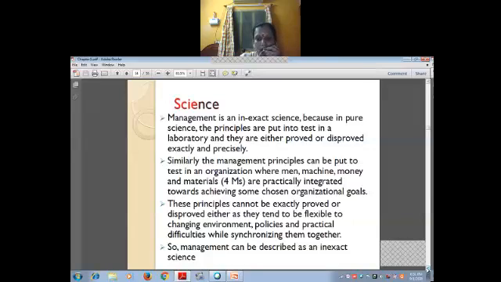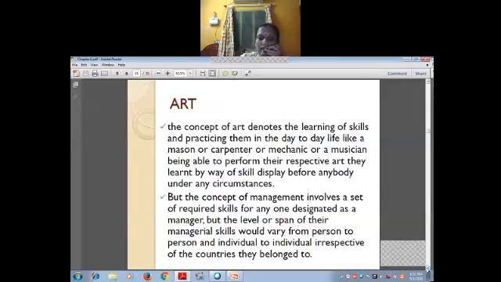Everybody will work together, then only they will achieve the goal. These principles cannot be exactly proved or disproved, as they tend to be flexible to changing environment, policies, and the practical difficulties while synchronizing them together. So you can understand whether it is a science or an art. It should be flexible according to the changing circumstances. The policies, whatever they are amending, they are accepting that also. Whatever practical difficulties, they are facing that also. So management can be described as an inexact science.